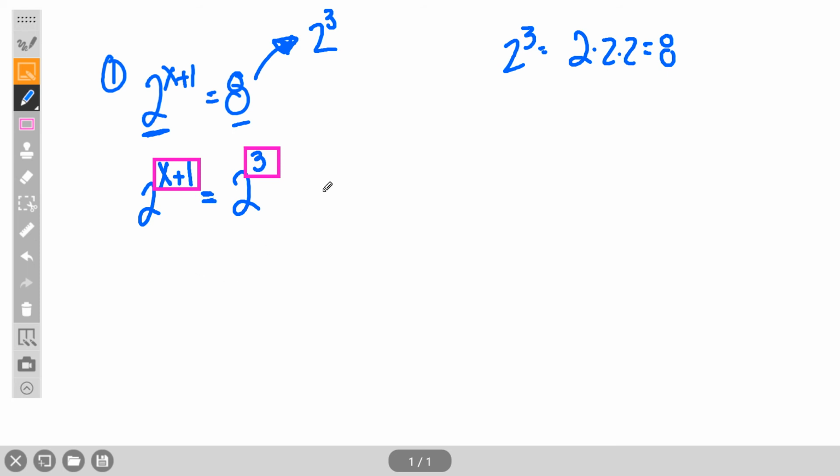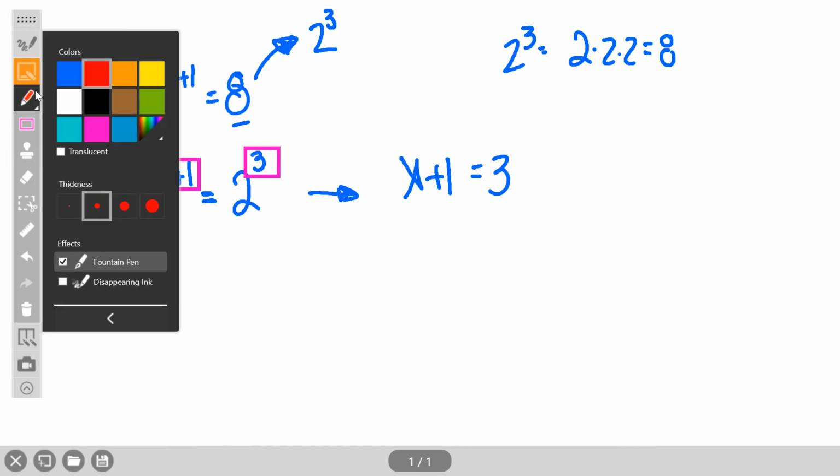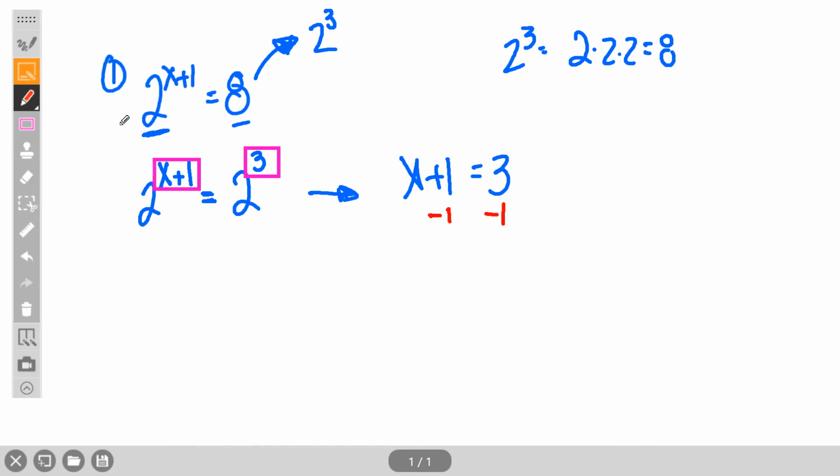So now we can just set the exponents equal to each other. x plus 1 is equal to 3. And solve this equation. Minus 1, x is equal to 2. So this would be our solution to the original equation.